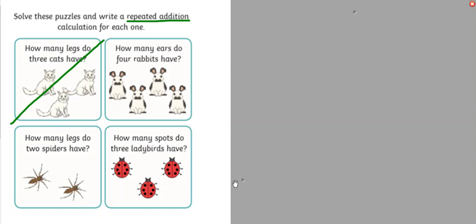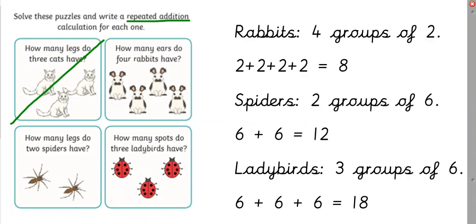Okay, let's have a look at the answers then. So, rabbits then. We've got 4 groups of 2. So 2 add 2 add 2 add 2 is 8. Spiders, we've got 2 groups of 6 because each spider's got 6 legs. So 6 add 6 is 12.